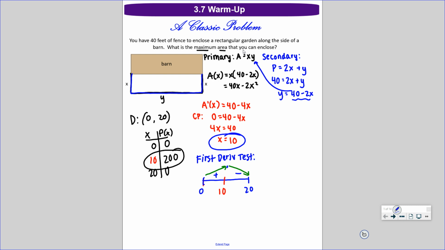What your textbook more commonly does is a second derivative test. And that to me depends on if your derivative is a nice function and you can easily find the second derivative. Sometimes the second derivative test is quicker. Remember that also locates extrema. Let's review that one quick. Second derivative test: you find the second derivative, which in this case would just be -4.